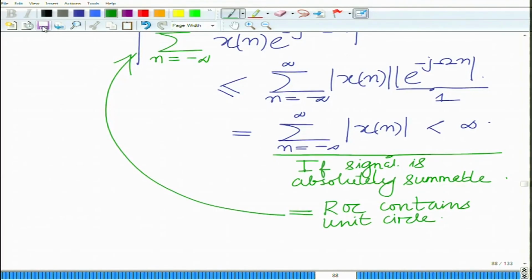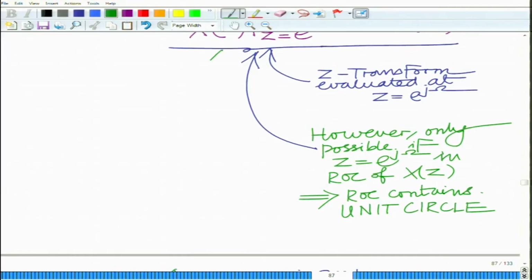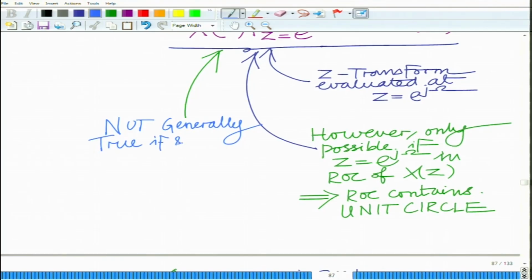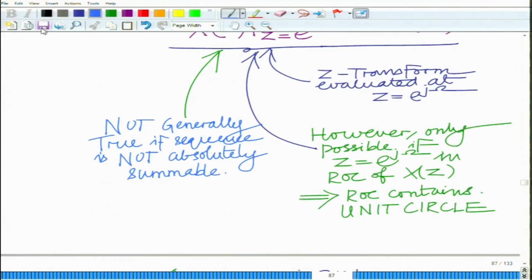This is not generally true, and therefore the substitution of z equal to e raised to j omega to obtain the DTFT from the Z transform does not generally hold true if the sequence x[n] is not absolutely summable.